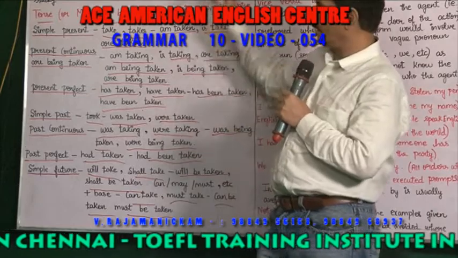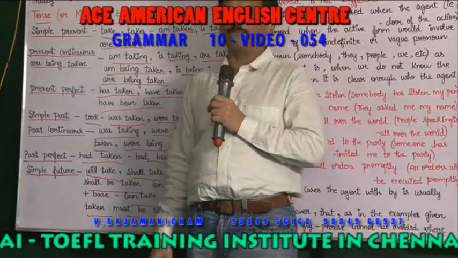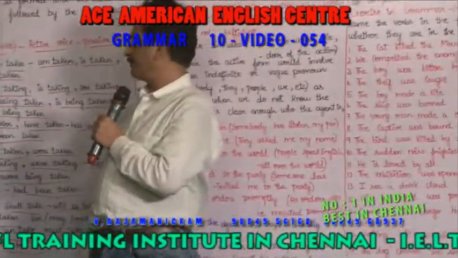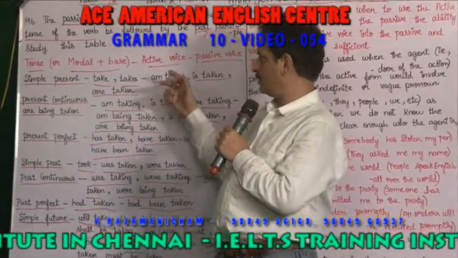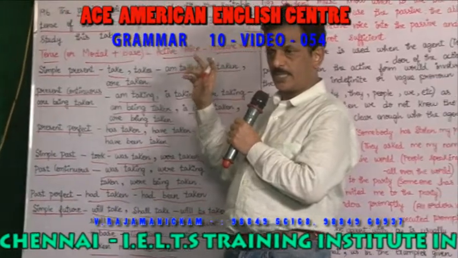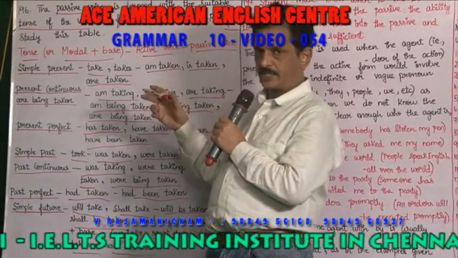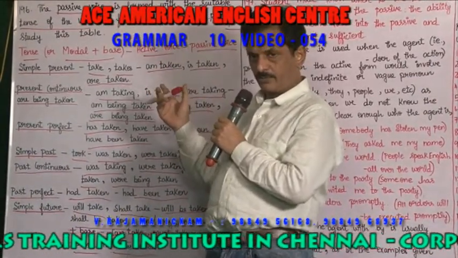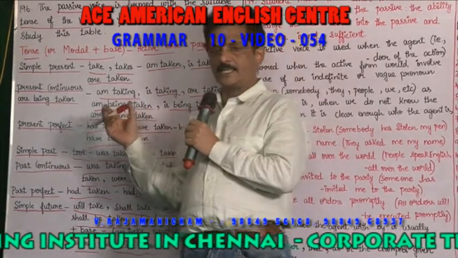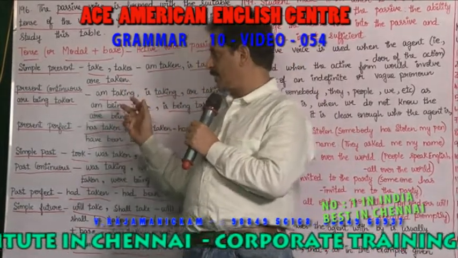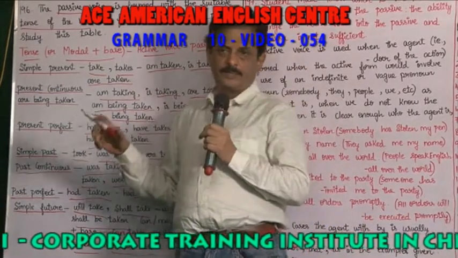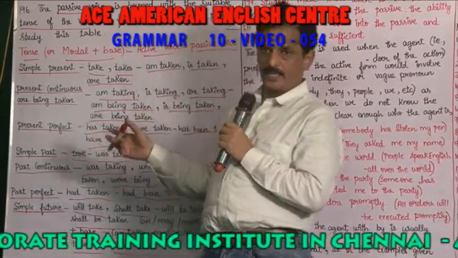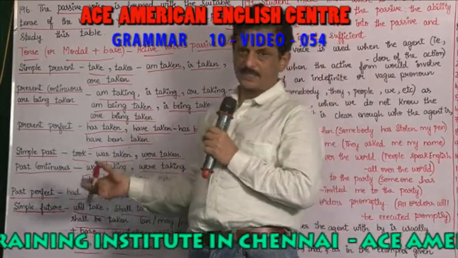So here, in all the passives, you find past participles. And in all the tenses, if it is singular in present tense, you use is, or if it is plural, you use are. In past tense, was or were. For continuous, you are using am being, is being, are being. And here you are using has been, plus past participles.